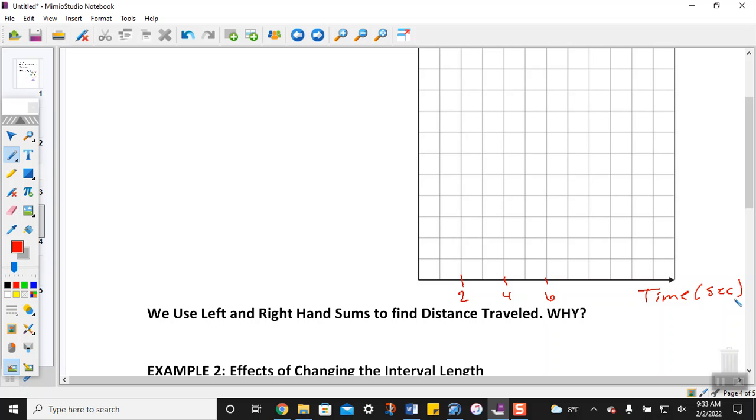Okay. Now, I need some help here. What was the lowest speed? 80. So I'm just going to pretend there's like a break in the graph here.